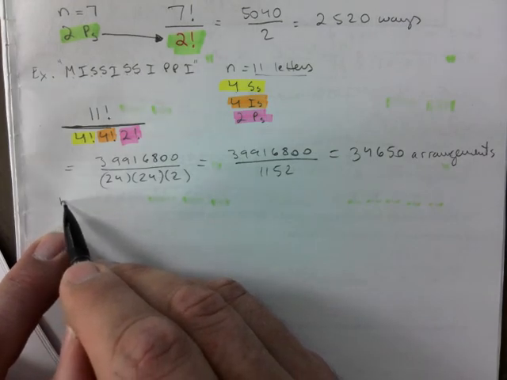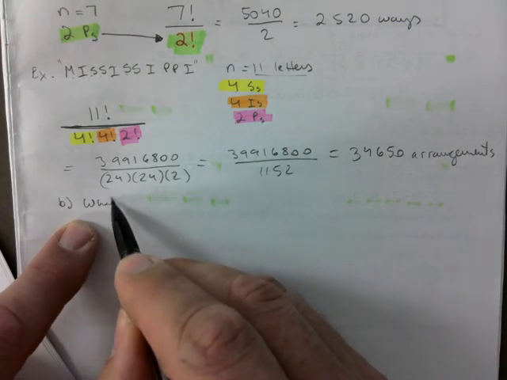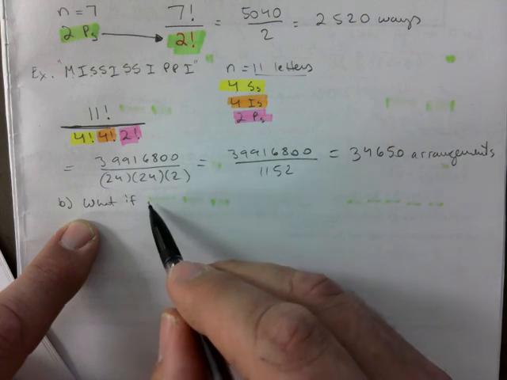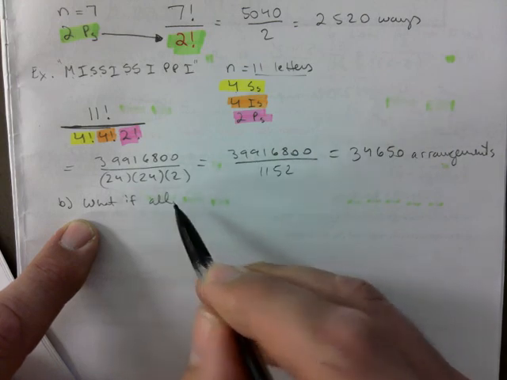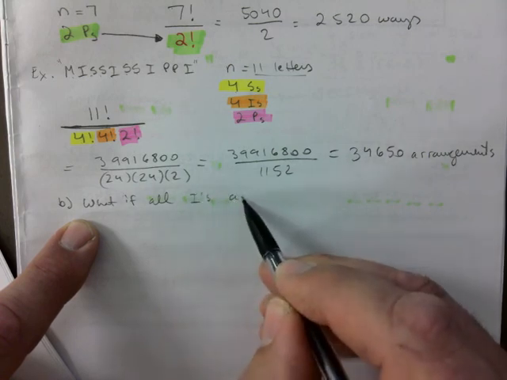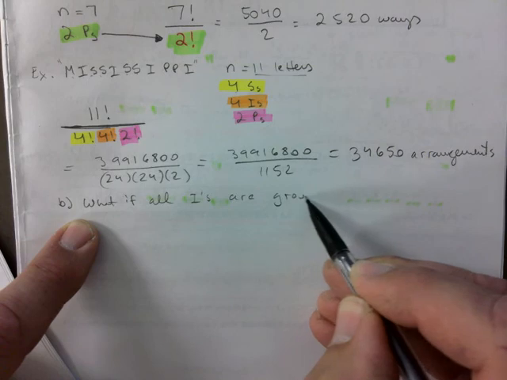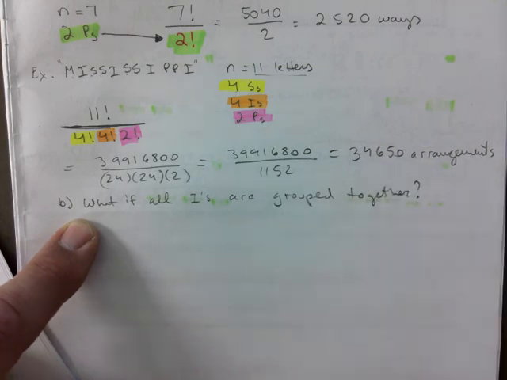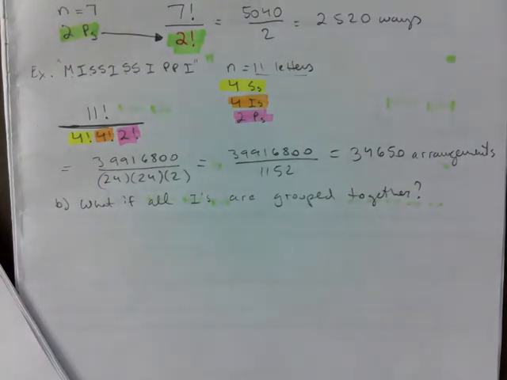What if, let's make this a B, what if all I's are grouped? Let's add the layer. What if all the I's need to stay together? You don't have an option. The I's have to stay together. And you're like, isn't grouping something different? Yeah, but we can combine them.